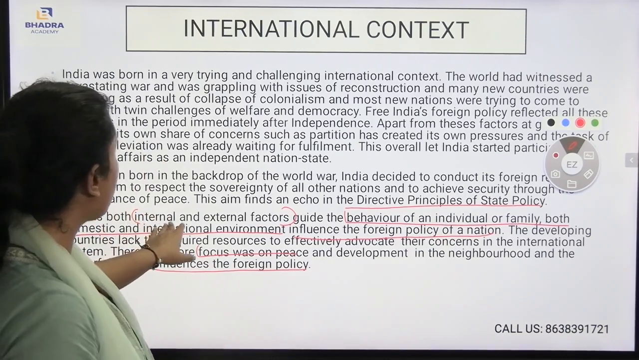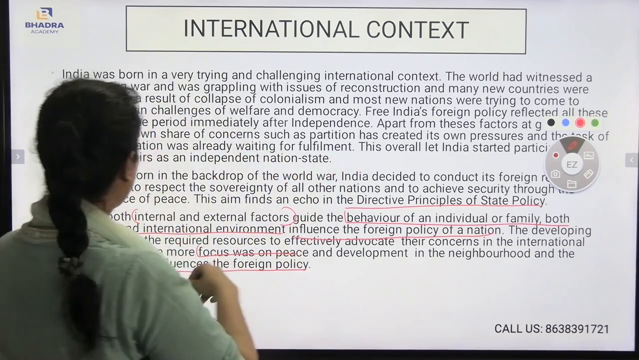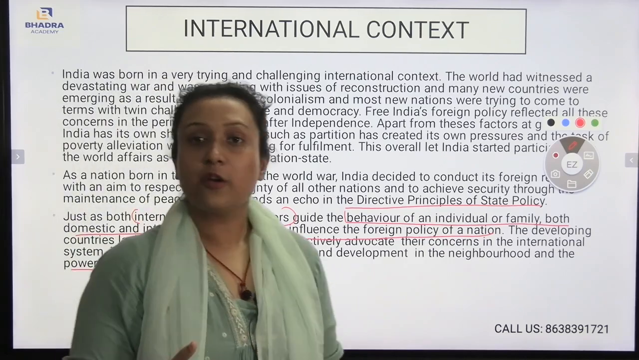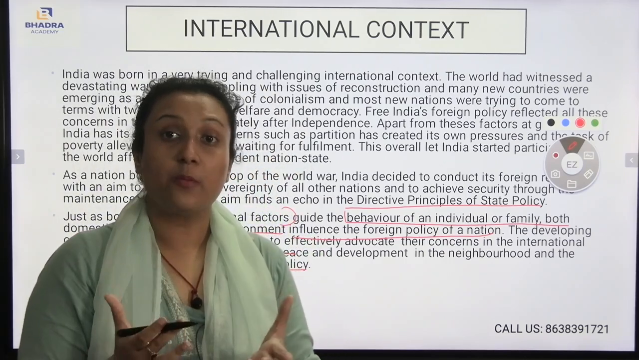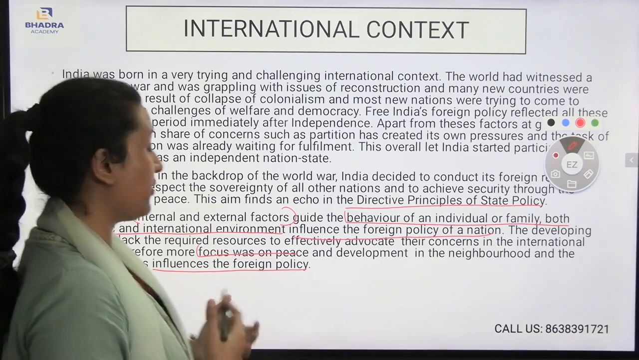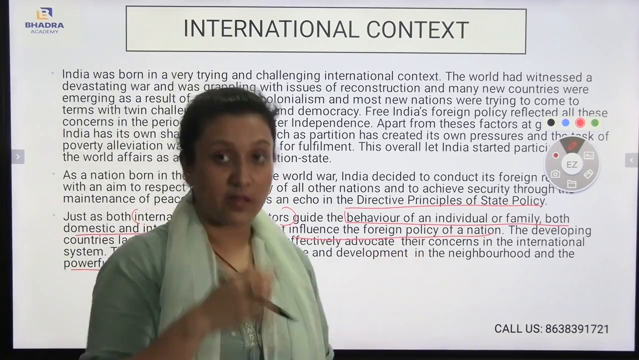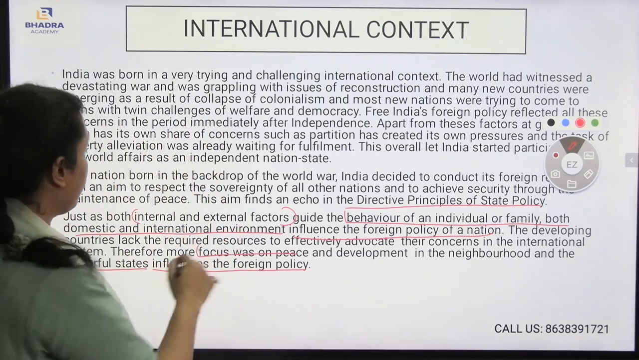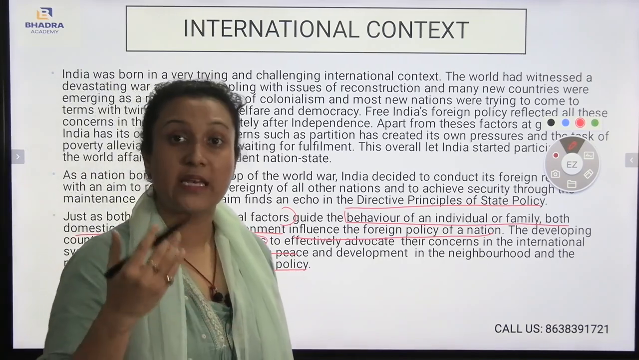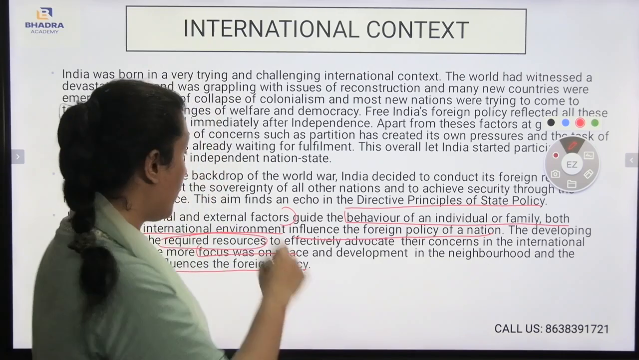You see, this point is very important regarding the internal and external factors of foreign policy: how the behavior of an individual, family, and both domestic and international environment influence the foreign policy of a nation. Foreign policy is for the welfare of the common people. The common people influence the foreign policy of the nation, and second, the developing countries need enough resources so that they can use them effectively and advocate their concern in the international system. A nation can participate in worldly affairs if it has the required resources.